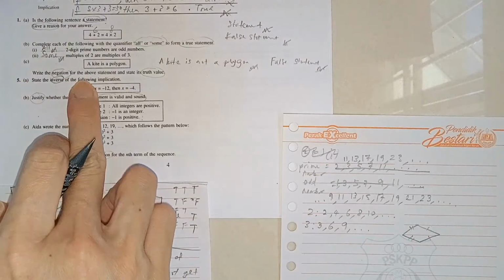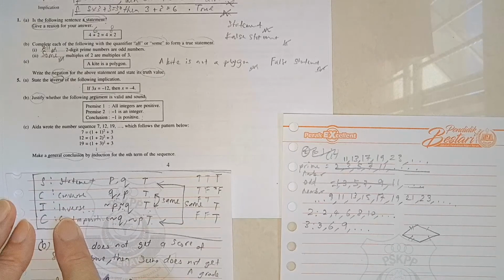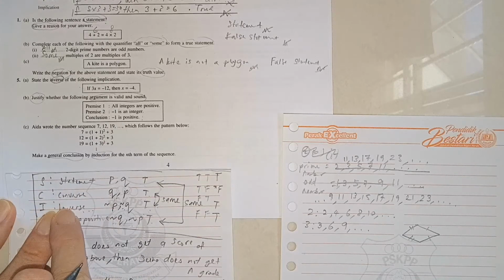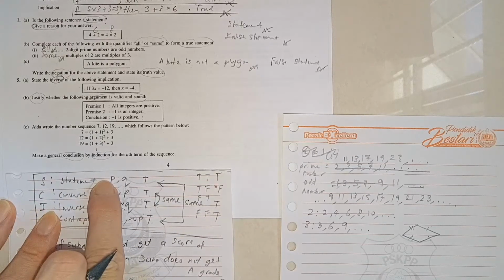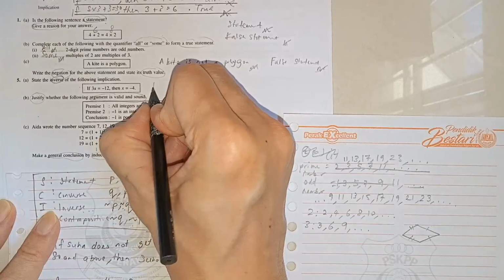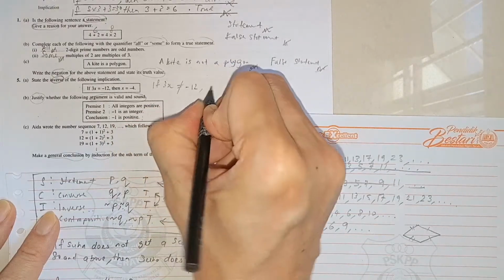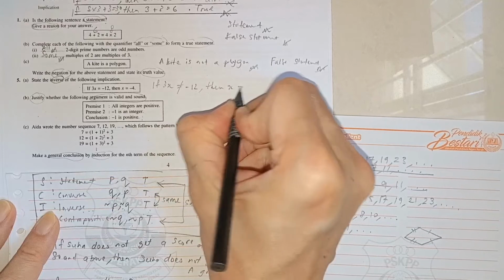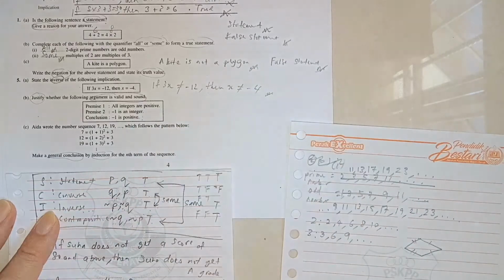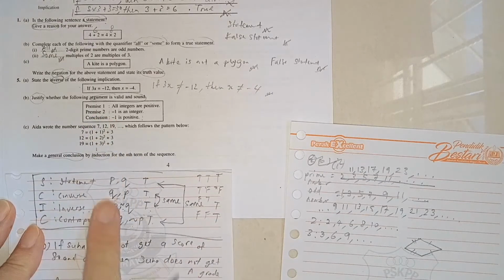Then state the inverse of the implication. So remember SCIC. Find the inverse from the statement: it's not P, not Q. So if 3x is not negative 12, then x is not negative 4. Then when asked for the truth value, there is no need to find it. This one is no need anymore.